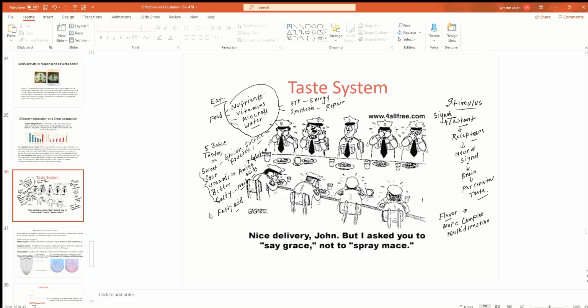Glutamate. So glutamate is one. Arginine. So those are common chemicals for umami or protein taste.